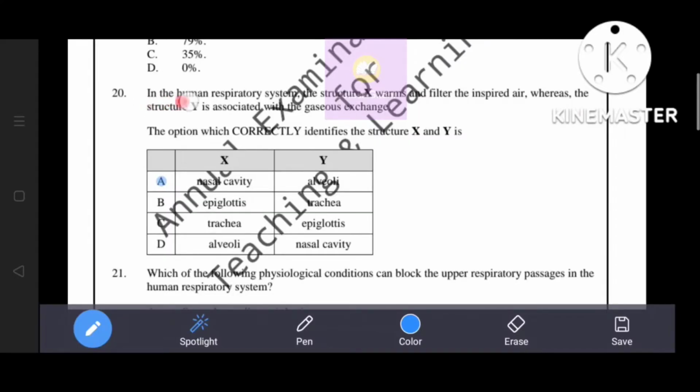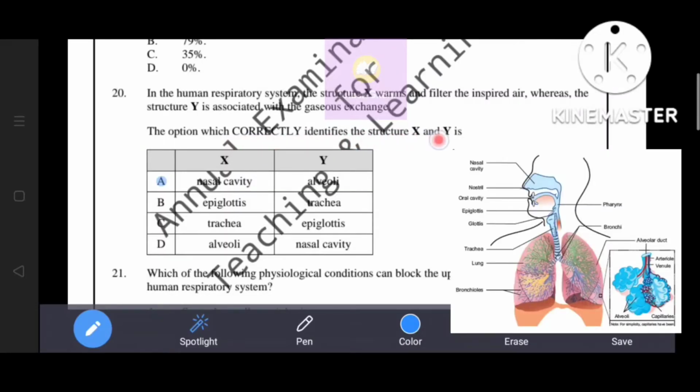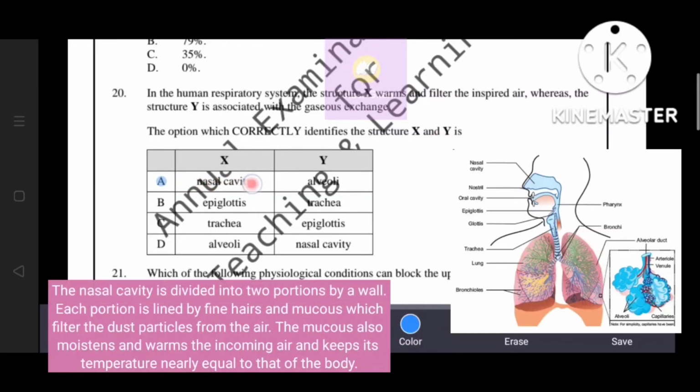नेक्स्ट क्वेश्चन. In the human respiratory system, the structure X warms and filters the inspired air, whereas the structure Y is associated with the gaseous exchange. The option which correctly identifies the structure X and Y is... Structure X, nasal cavity. As you know, the nasal cavity is divided into two portions by a wall. Each portion is lined by fine hairs and mucus, which filter the dust particles from the air. The mucus warms the incoming air and keeps its temperature nearly equal to that of the body.